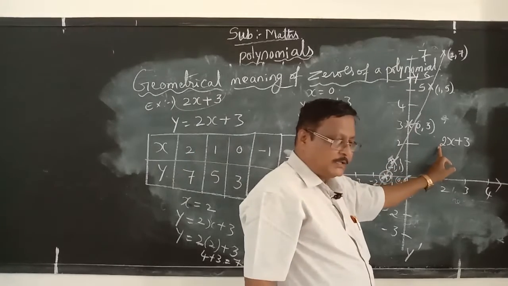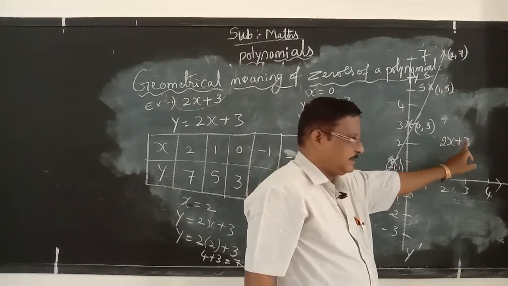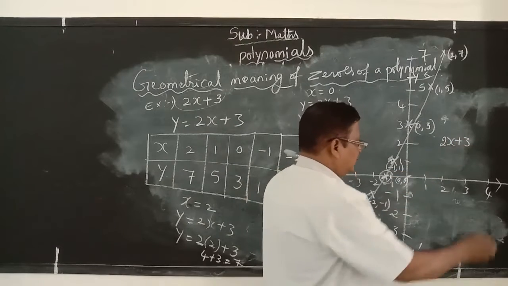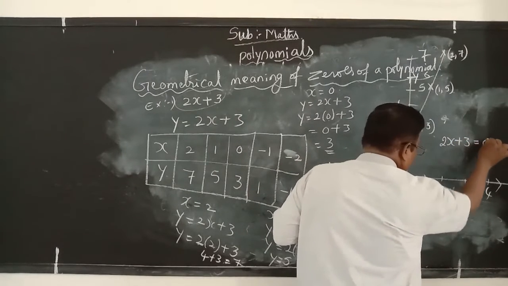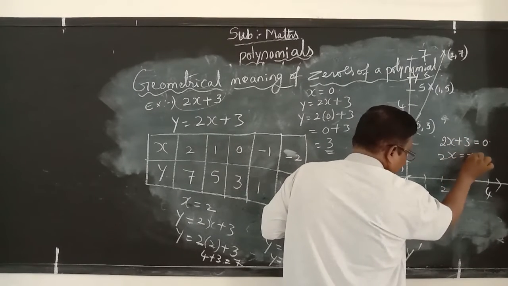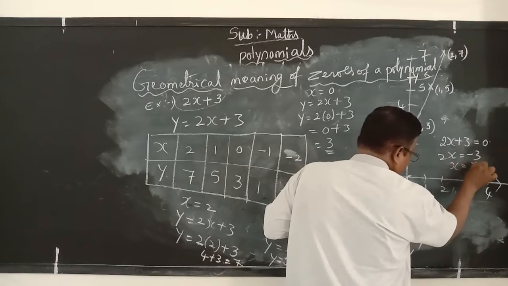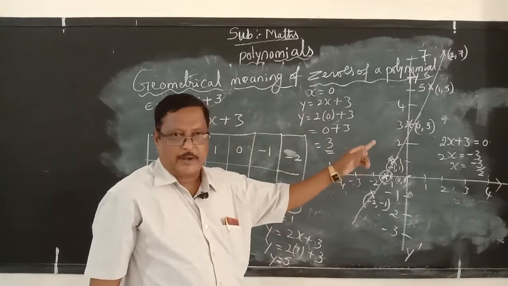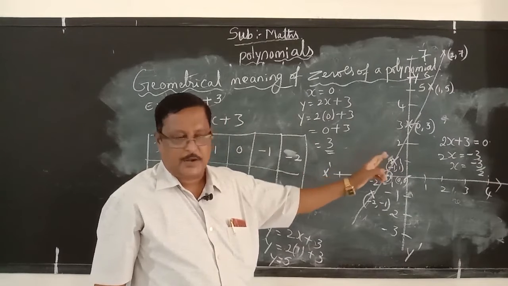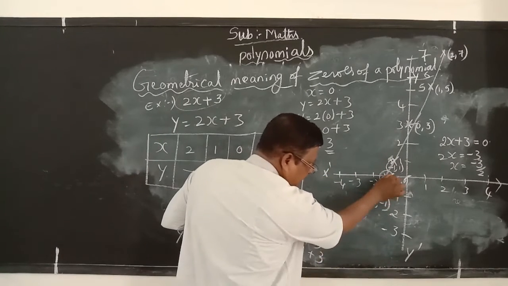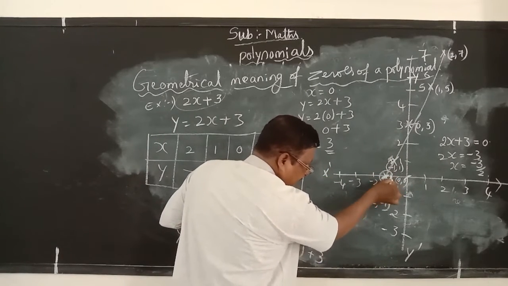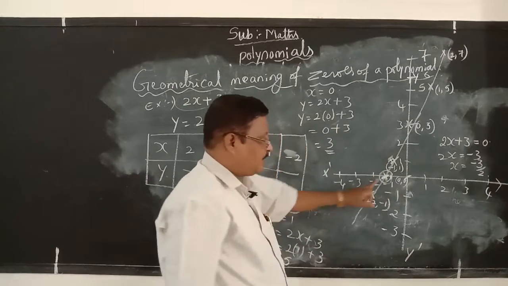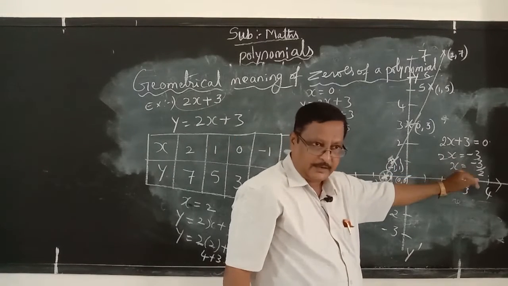Here, see, this is the given polynomial 2x plus 3. Then you equate it, this polynomial is equal to 0, then 2x is equal to minus 3, x is equal to minus 3 by 2. Minus 3 by 2 is nothing but minus 1.5. Here 1.5 means the zero is coming in between minus 1 and minus 2, which is nothing but 1.5. This is the exact correct answer.